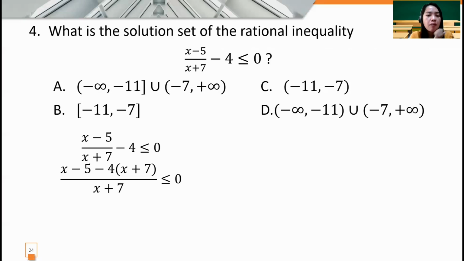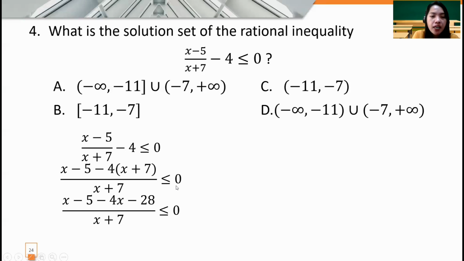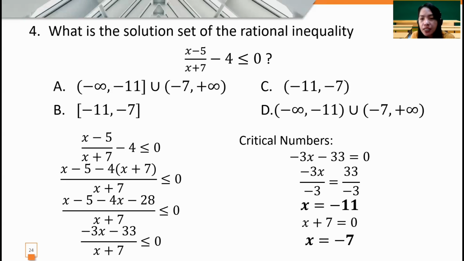Since ang denominator ng first term ay x plus 7, we're just going to copy the numerator. We have here x minus 5. And then minus yung 4, ilalagay na natin dito na lang. And then multiply that to the LCD. Less than or equal to 0. Simplify the numerator. That would be negative 3x minus 33 all over x plus 7 less than or equal to 0. Get the critical numbers. We have here x equals negative 11 and x equals negative 7.